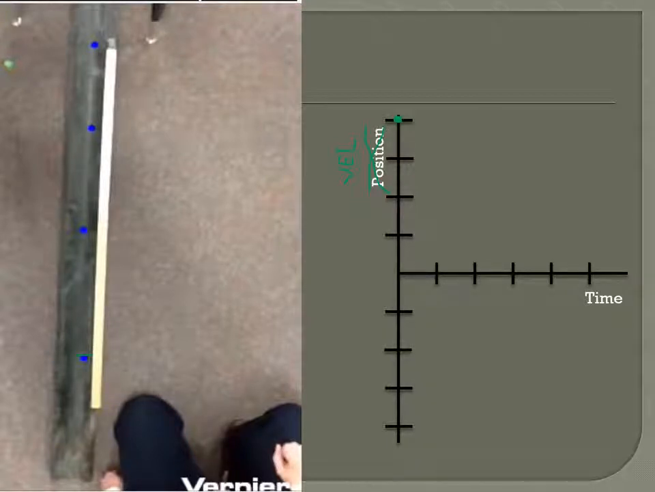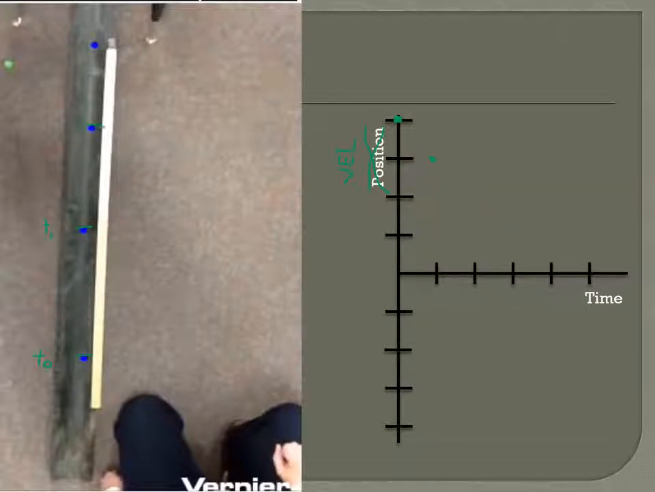Then what happened at time 1? Well, it was still going fast, but not quite as fast, right? So it had slowed down a little bit by the time it got to T1. Between time 0 and time 1, the object had slowed down a little bit. It's still got a positive velocity. It's still going up the ramp, but it's not going as fast. And so I'll plot a point there. I get a lower positive velocity.